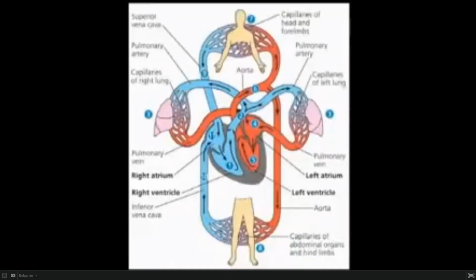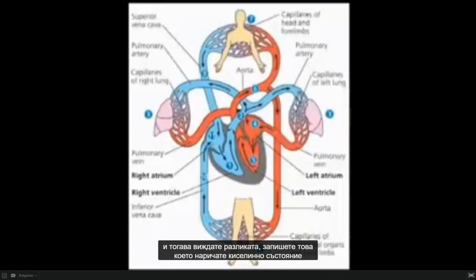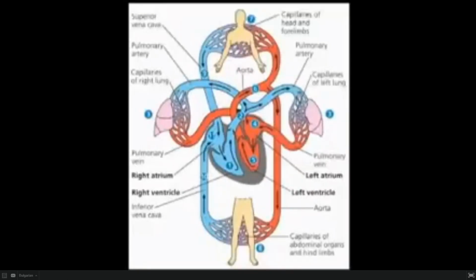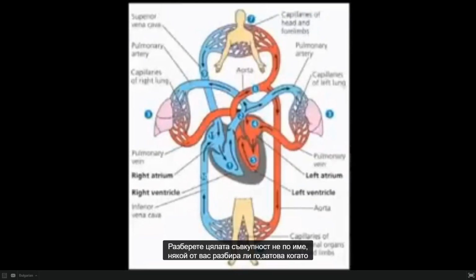Then you see the difference. Write down what you call acidic, what you call base, what you call alkaline in order, and then you understand. If you get to alkaline, it means you're releasing too much energy, or you're supplying too much. If you are supplying and you increase the division by adding a nitrogen, then you get your balance. Understand the totality, not by name.